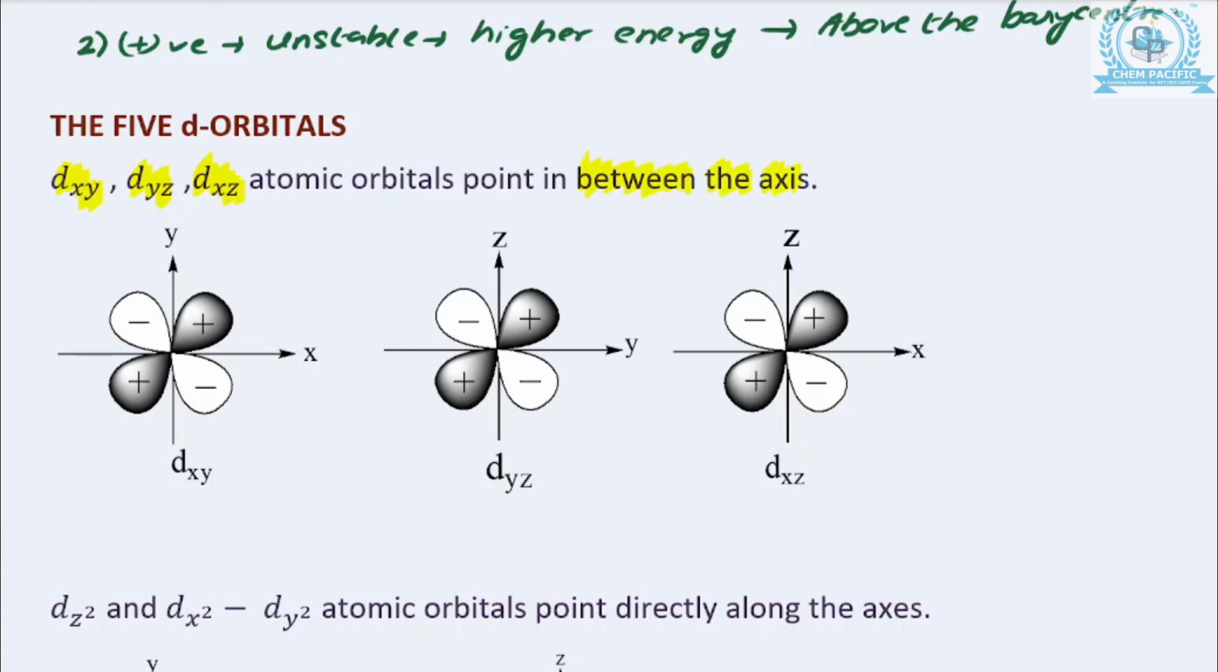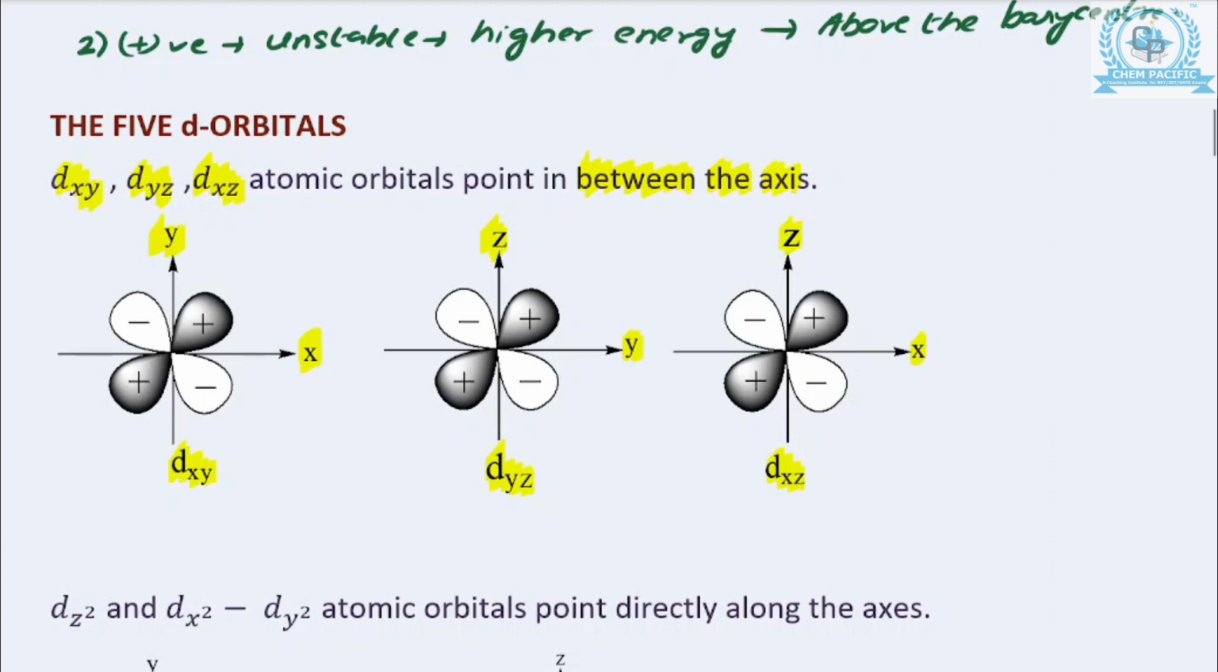In order to maintain simplicity, I have taken the axes as variable, meaning I have not fixed any axis, so that it becomes very simple for you to understand. So you can see when the orbital is dxy, the orbital is lying between the x-axis and the y-axis. When the orbital is dyz, the orbital is lying between the y-axis and the z-axis. When the d orbital is dxz, it means the d orbital is lying in between the x-axis and the z-axis.